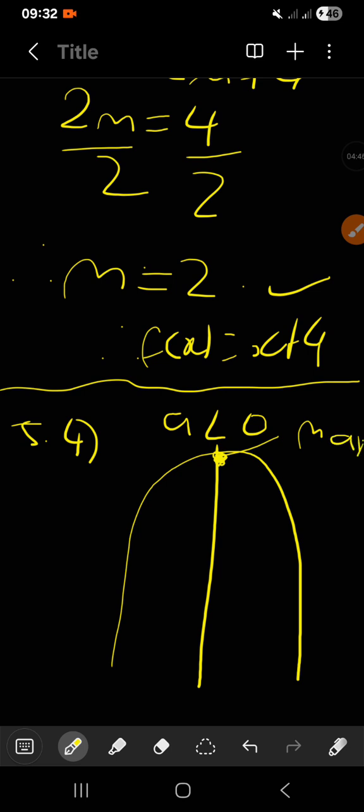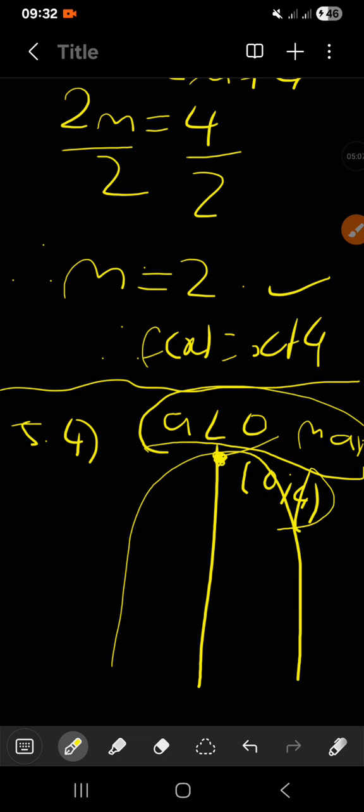And the only time we have a max is when a is less than 0. That's the only time we have a maximum point where the graph turns. So remember the coordinates of c here were 0 and 4, right? And at 4 is where the graph cuts the y-axis.